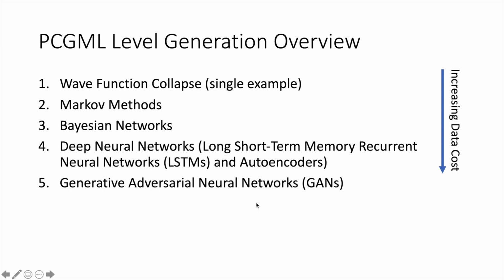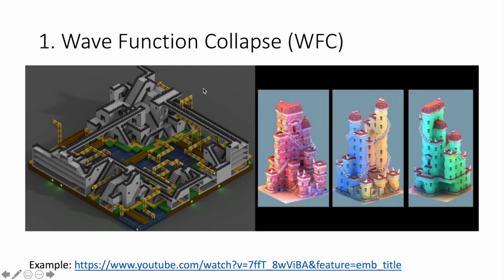And then we have GANs. And with GANs, you really need a heck of a lot of training examples to get them working. Again, we'll talk about 2 through 5 a little bit later on, but for today, we're just going to be talking about wave function collapse.